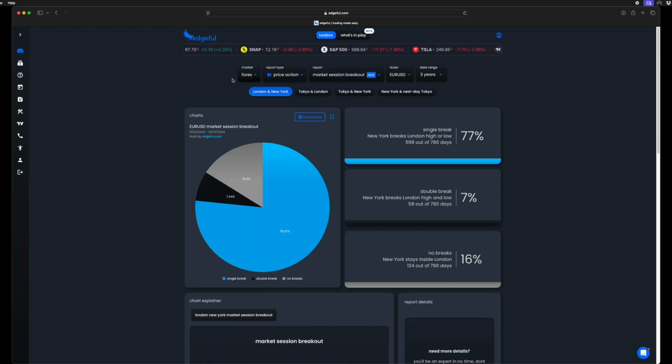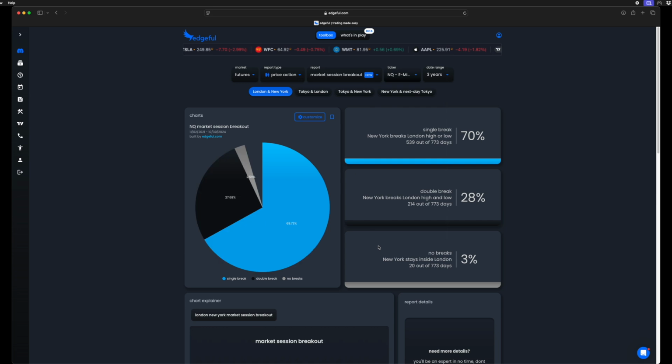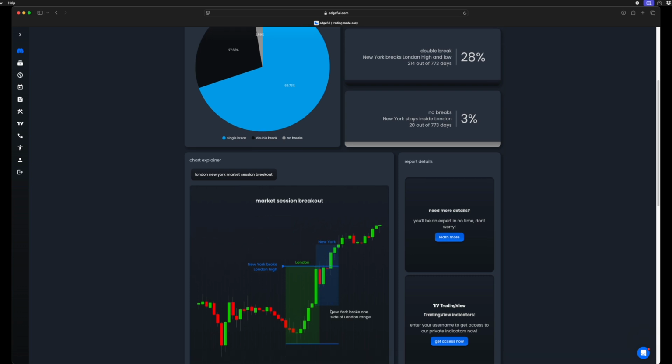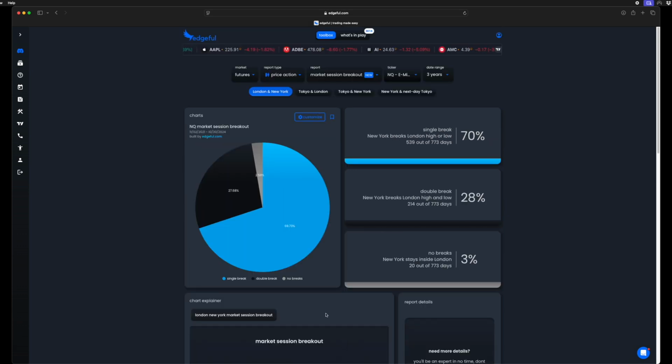Let's run the numbers for index futures. So similarly, we're looking for a break of London's high or low during the New York session. 69% of the time, when New York breaks London's high or low, it does not reverse to take the other side of London, right? This is why the turtle soup strategy as presented by ICT is not a profitable strategy.